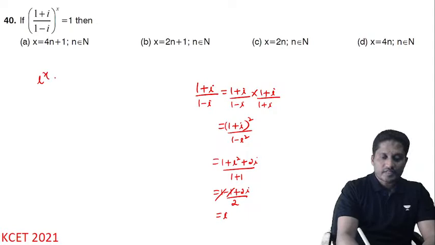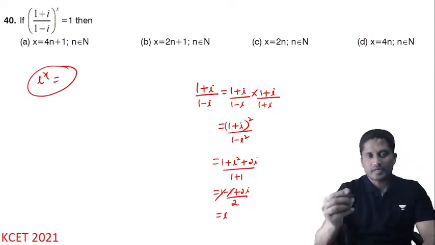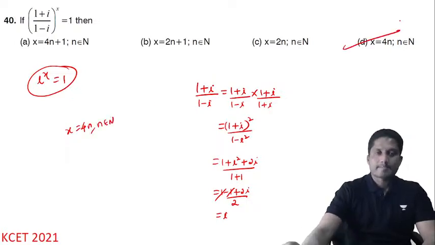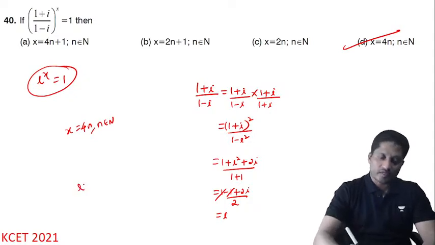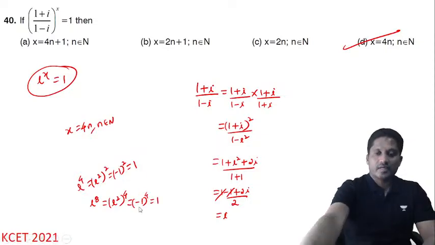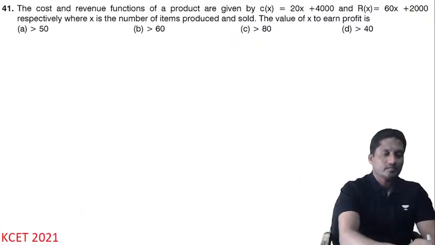You get i to the power of x is equal to 1. i power multiple of 4 is always equal to 1. So x is equal to 4n, n is any natural number. Last option D. i power multiple of 4 is always 1. i power 4 is i square the whole square, minus 1 the whole square is equal to plus 1. Similarly, i power 8 is i square whole power 4, that is minus 1 power 4, which is equal to plus 1. Let's move to the next question.